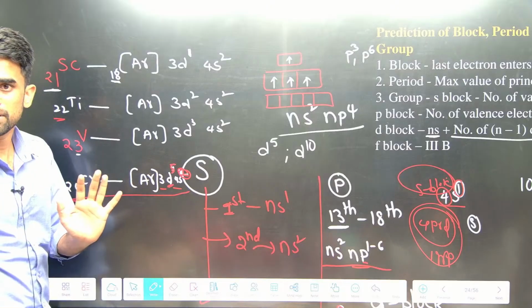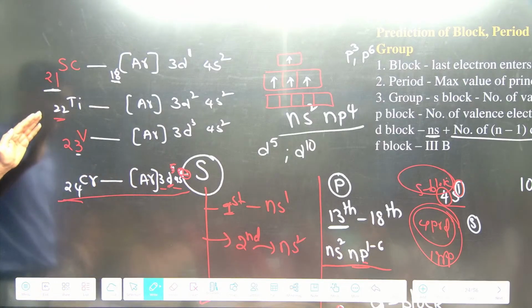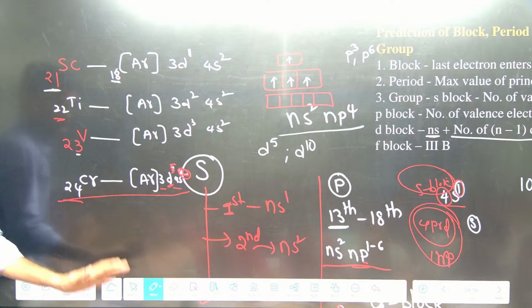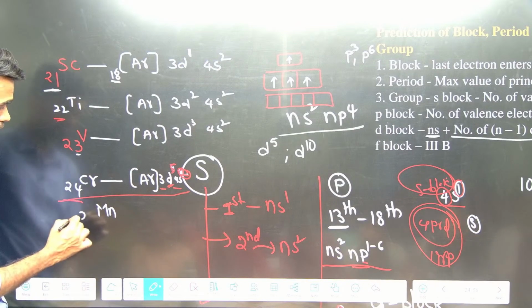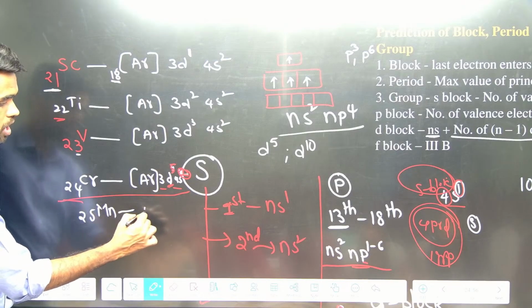So remember in that way. In the same way, if you keep on going, there is no exception. Next what? Who is that? Chromium. Manganese is there, 25. How will you write? Argon.